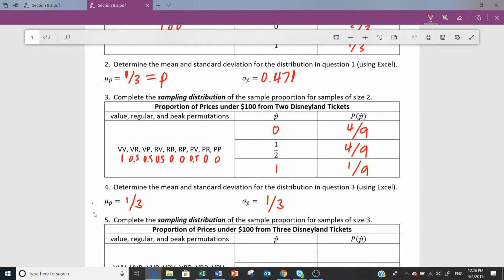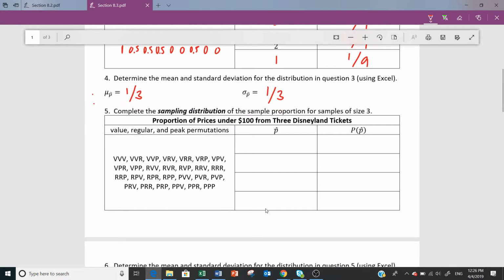Any questions? I'm just going to fill in the last one really quickly because I don't want to spend too much time on this, because I want to get to the problems that are going to be in the homework. Okay, so this is how many Vs? This is 1 out of 1. This is 2 out of 3. This is 2 out of 3. This is 2 out of 3. This is 1 out of 3.